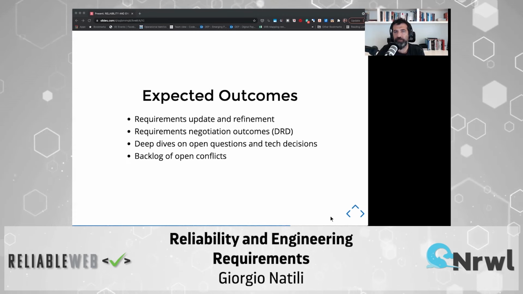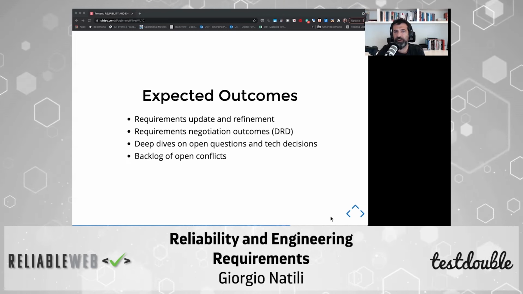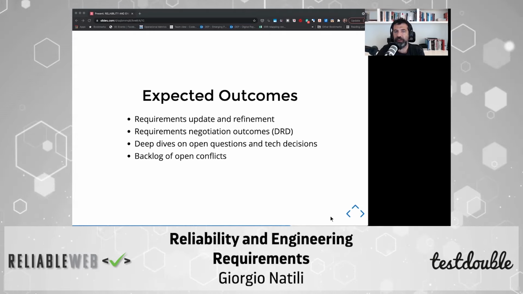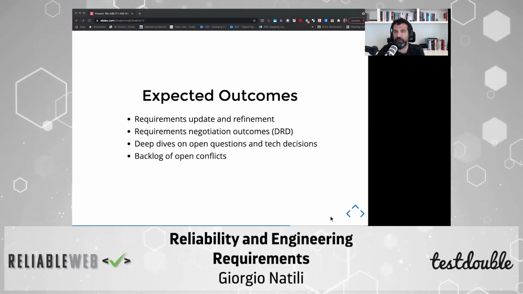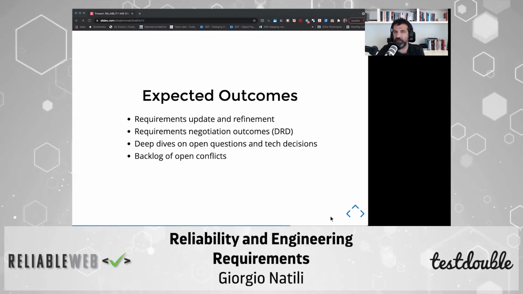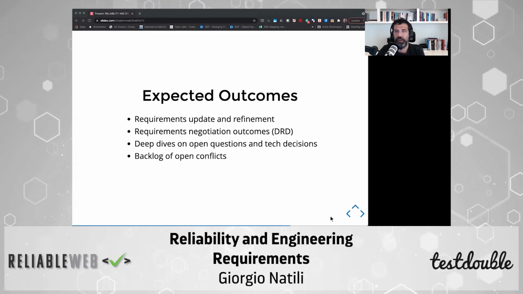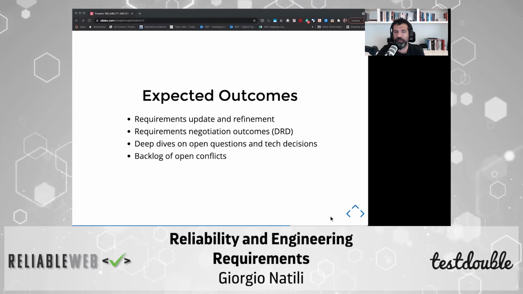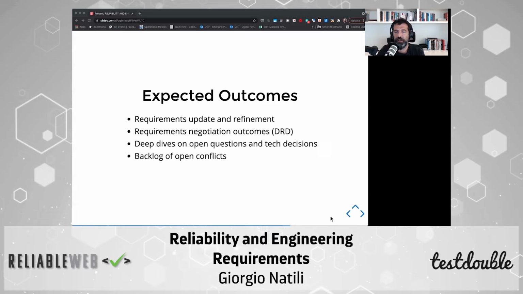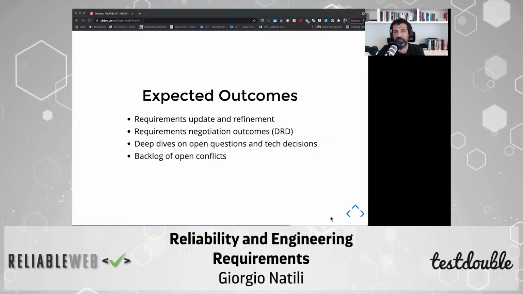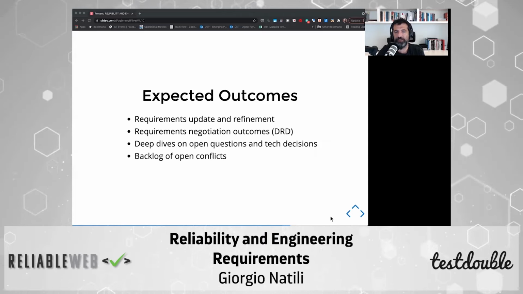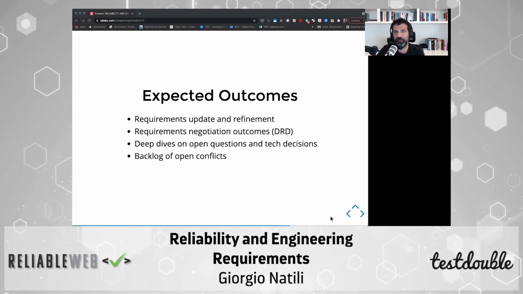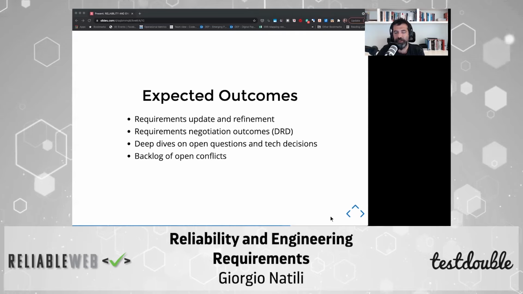The expected outcomes of the dissection are requirements that get updated, a set of negotiation outcomes that are nothing more than decision record documents, and deep dives. Deep dives can be on open questions, or on tech decisions. In any case, sometimes they are not omnicomprehensive, so you should have a list of open conflicts that still have to be resolved.